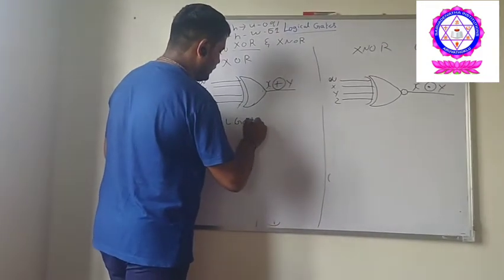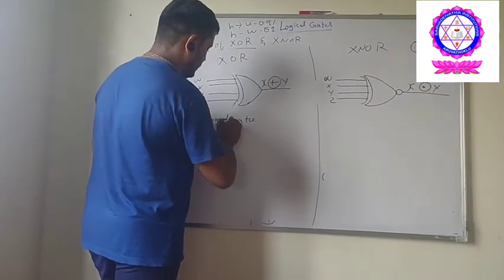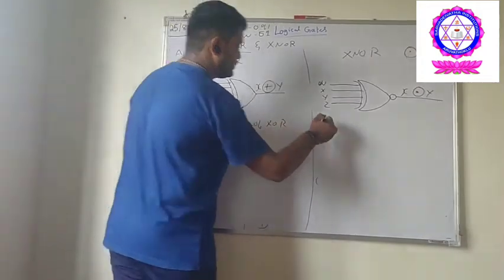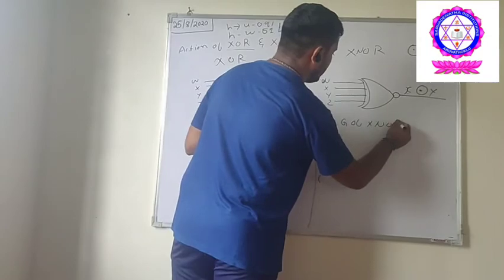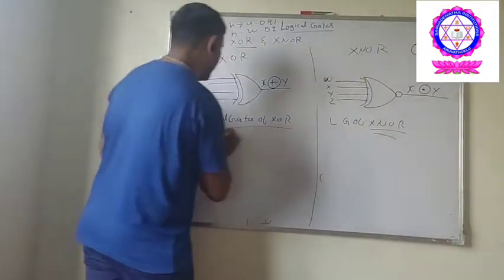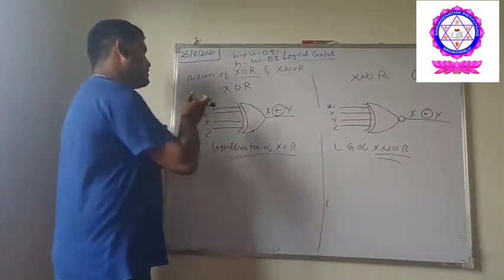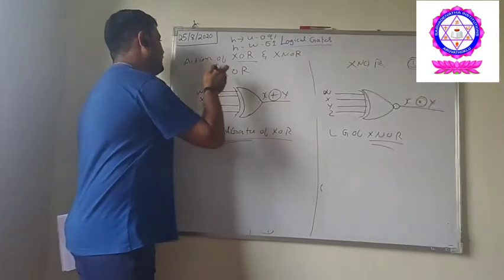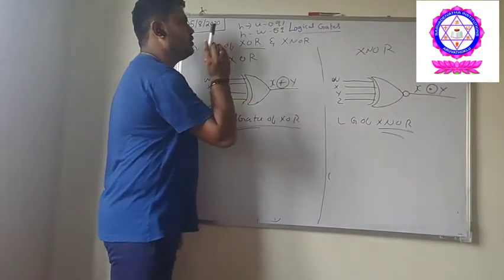This is the logical gate of XOR, and this is the logical gate of XNOR. So hope you understood how we draw XOR gate and XNOR gate. So now this is the derived format, or derived gates, in the Boolean algebra.